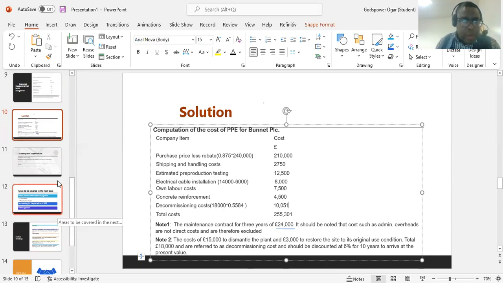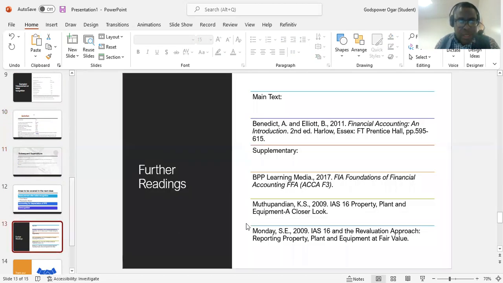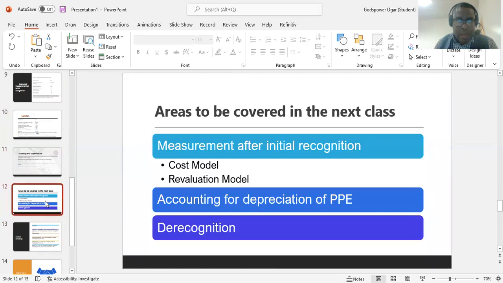It's simple. Okay. So the other subsequent expenditure, which we must also look at: replacement overhauls should be capitalized, and other subsequent expenditure should be recognized as an expense in the period in which it is incurred, and of course the day-to-day servicing costs are revenue expenditures. Do not forget that. I've provided further readings for us to go through. These readings are very important and part of the course, and they help us to understand.